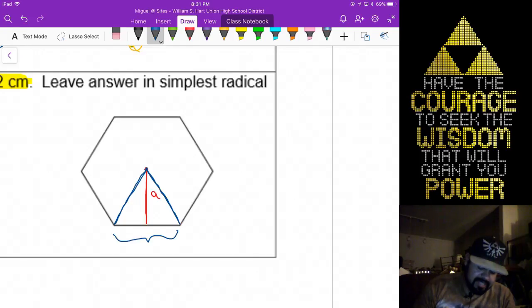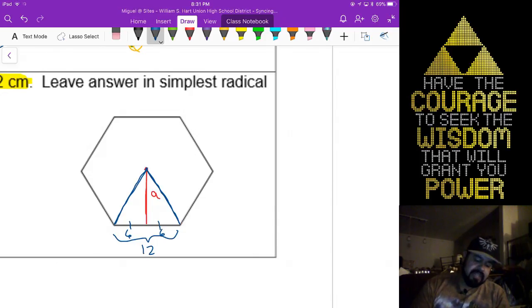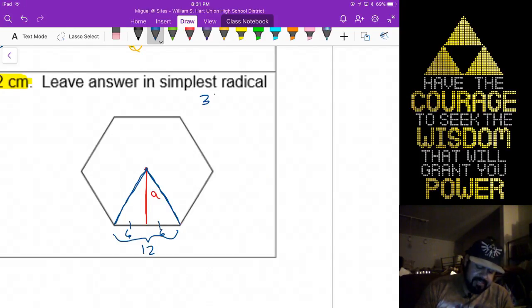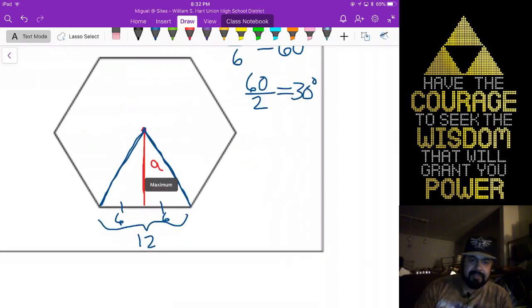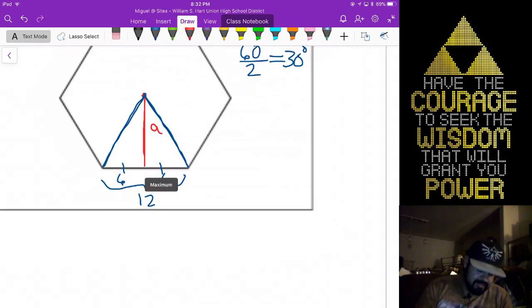So right here, this whole side length of 12 gets split into 6 and 6. So then what I need to do is figure out, do I have a special right triangle, or do I need to use trig? So we're going to do 360 divided by the number of sides, which will give me 60. But then you have to remember that we take that 60, split it in half to give us our 30 degrees. So each of these angles up here are 30 degrees apiece.